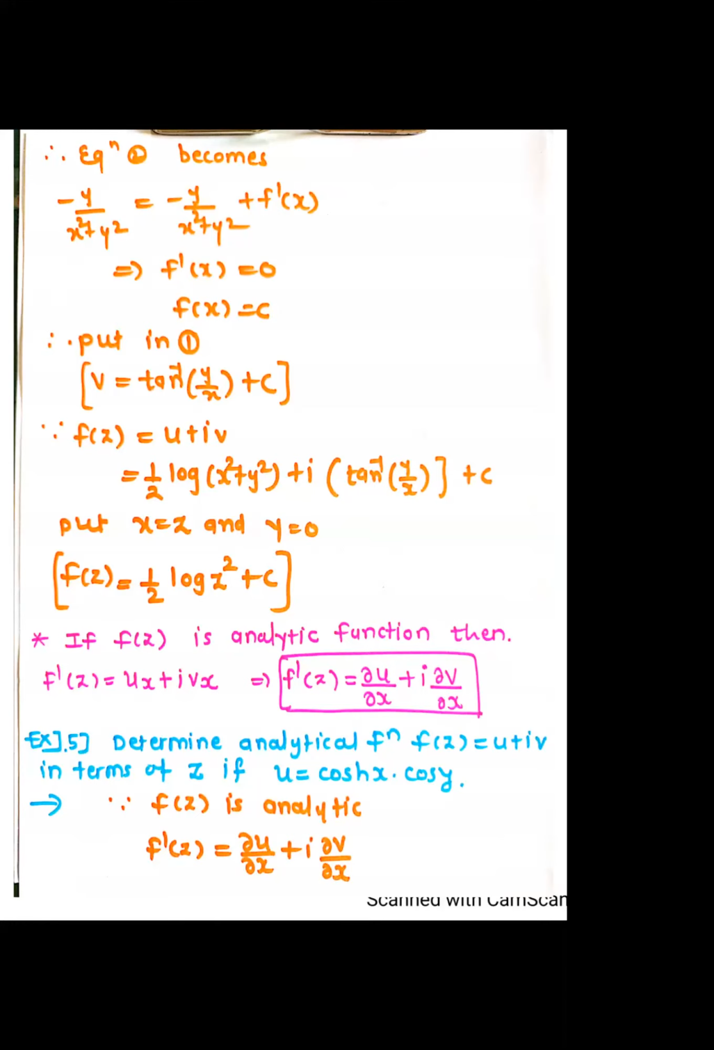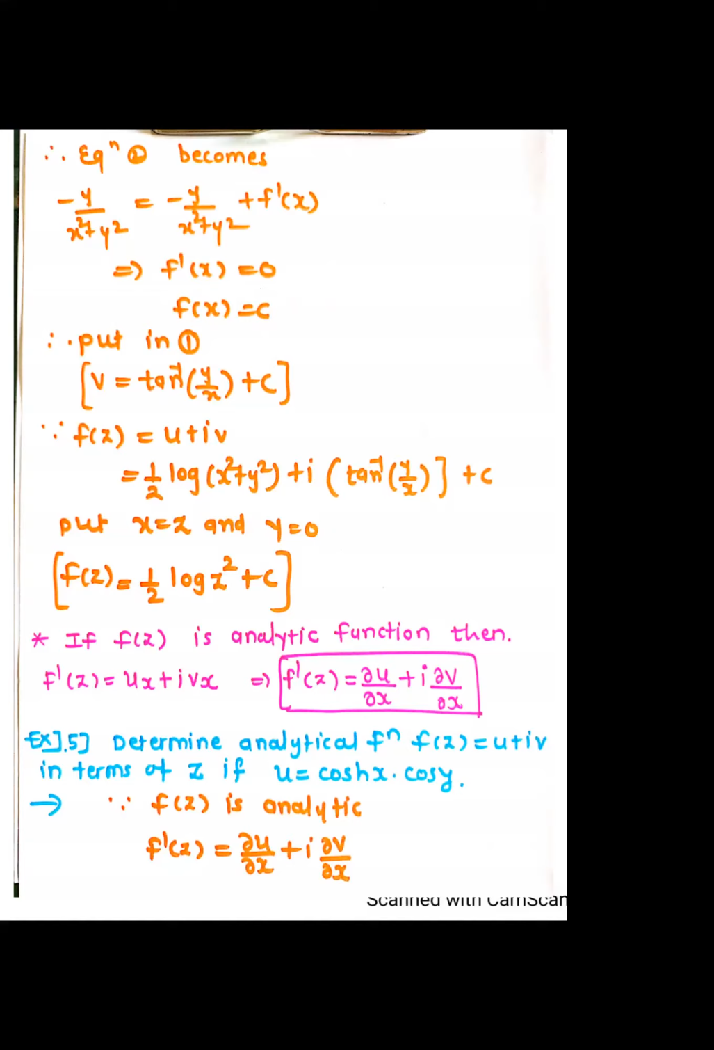F dash of x 0 means f of x equal to what? C. Constant, f of x equal to C, and hence put that value in the equation number 1. You will get v equals to the tan inverse of y upon x plus c. Okay, इक्वेशन नंबर 1 मध्ये जी f of x ची व्हॅल्यू आली आहे ती आपण इथे पुट केली आहे. ठीक आहे. And now once you get v, now in this example they have also asked f of z.